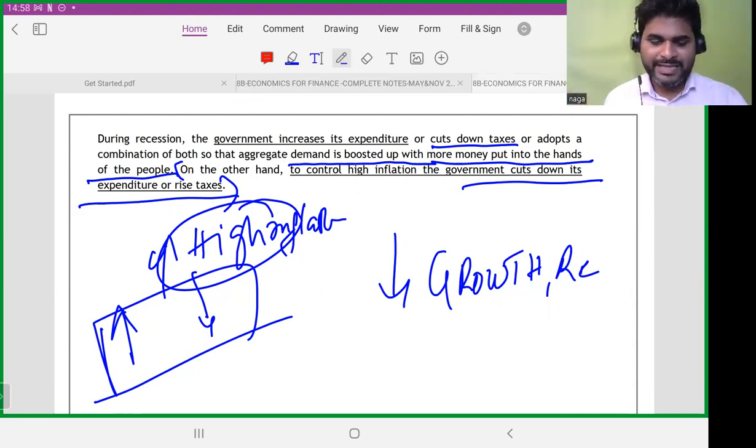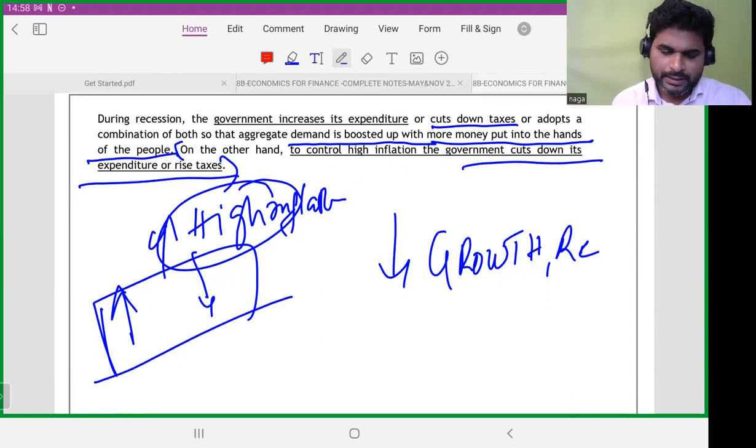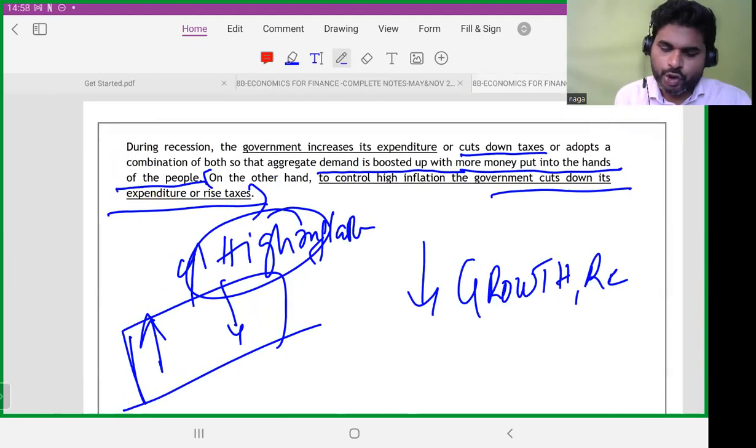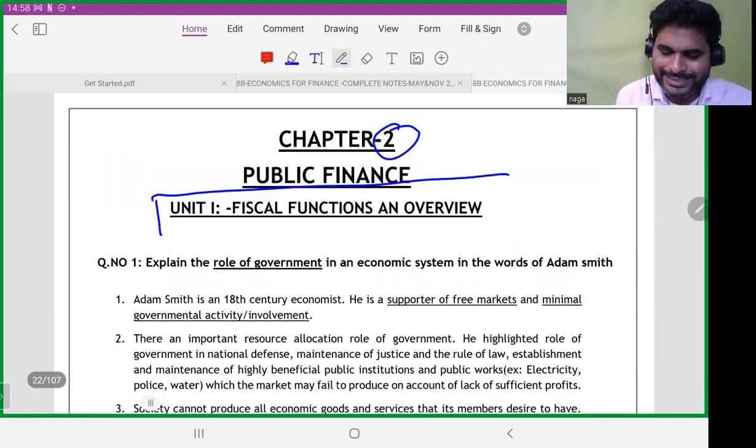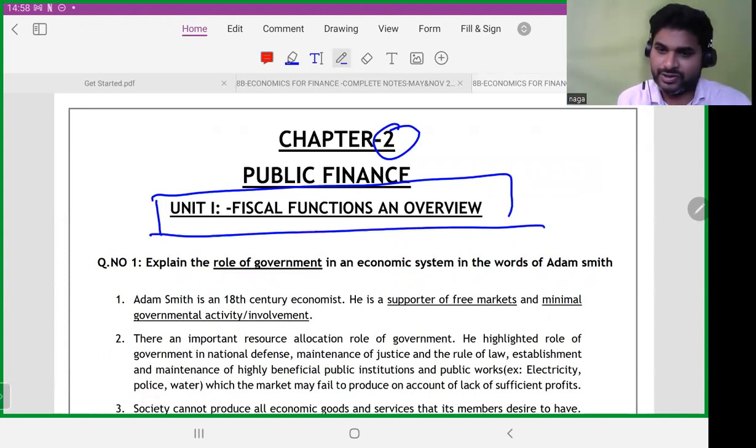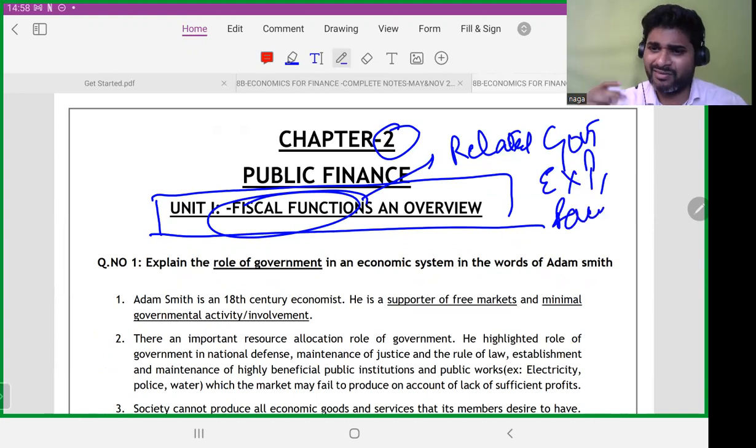All right, with this we are through with chapter 2 unit 1. It took 2 classes, chapter 2 unit 1, the fiscal functions and overview. Let's quickly summarize. We discussed what fiscal functions are. Fiscal functions are policies related to government expenditure and revenue, especially taxes. So what are the functions of the government? Why the government has to get involved in an economy is the question.